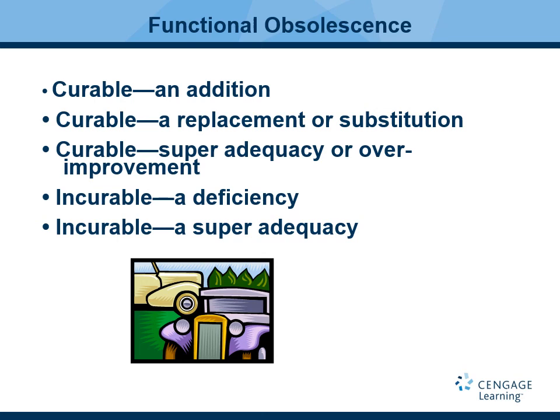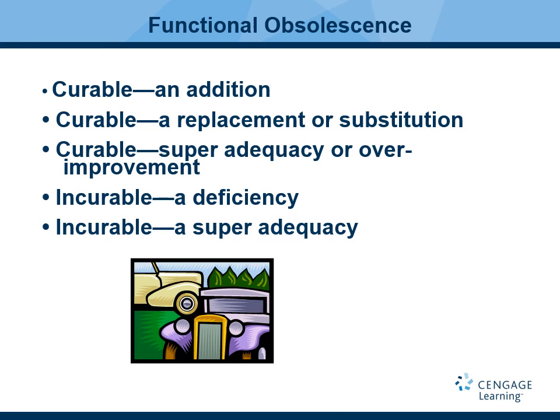Curable functional obsolescence. Another example of curable would be a replacement or a substitution. So it could be that you have really outdated appliances in the kitchen, and so you replace those with new, state-of-the-art, brand new, beautiful new appliances. You're good to go. Another example of curable would be a super adequacy or an over improvement.